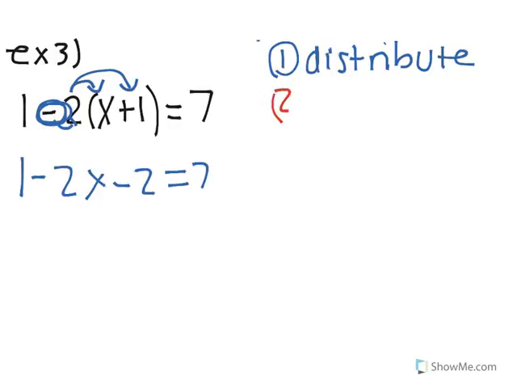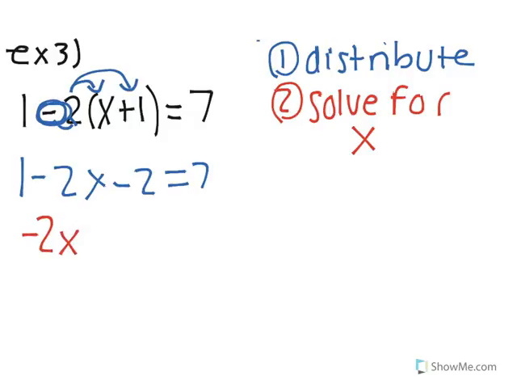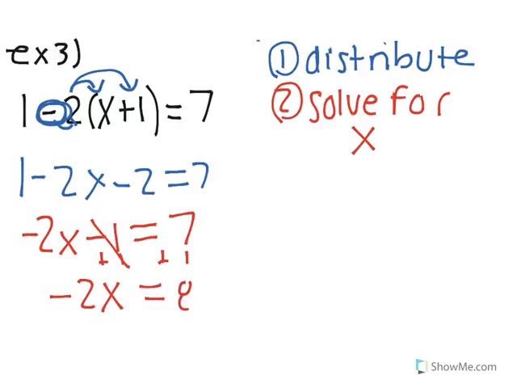Now, we're going to solve for x. First, combine these like terms, so it's going to be negative 2x minus 1, because a positive 1, negative 2 is going to be a negative 1, is equal to 7. So negative 2x is equal to plus 1 is equal to 8. X is equal to negative 4 because I divided by negative 2.